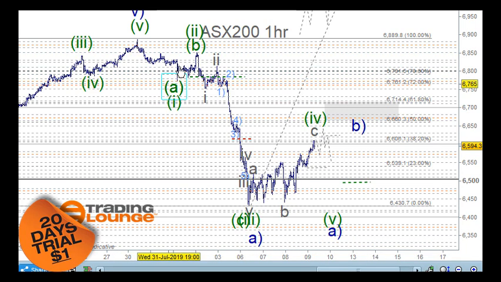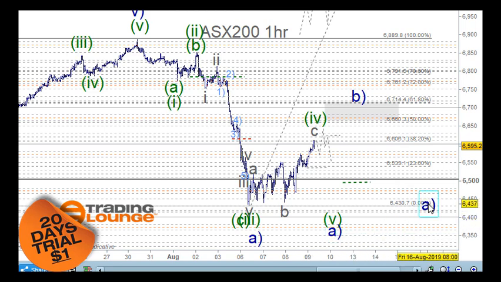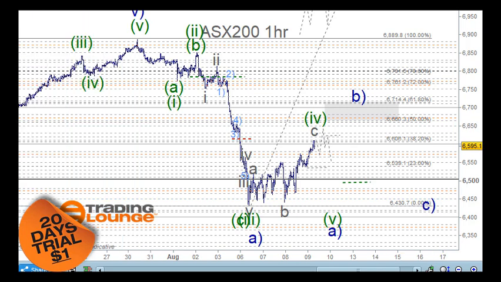That would become an ABC, with this as the A wave here. This will become the B wave here, and then we would look for a C wave coming back down here as well. But because it's part of the flat family, it doesn't need to make a new low down here, it just needs to give a double bottom down here as such.